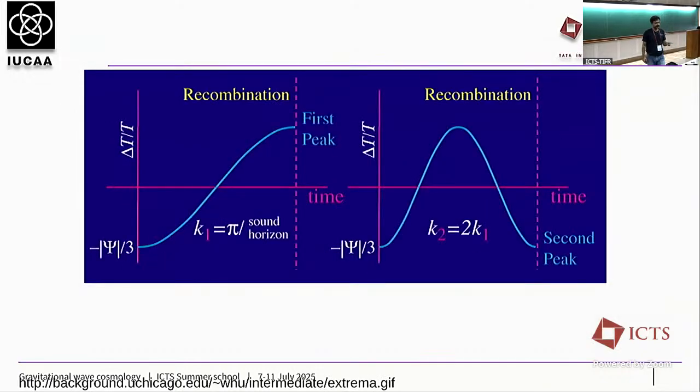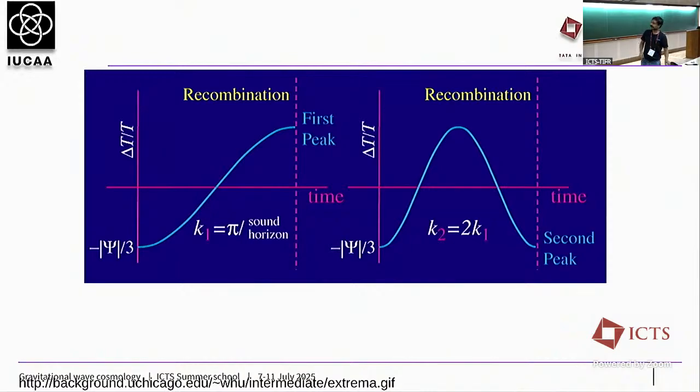So let's look at some of these waves, right, and how their amplitudes change. What you are seeing here is time on the x-axis, and delta T by T on the y-axis. So you start with something which has, say, a low temperature compared to the mean. And then what will happen is, as time goes on, it will fluctuate, right? So instead of having a low temperature, now it will have a high temperature, right?